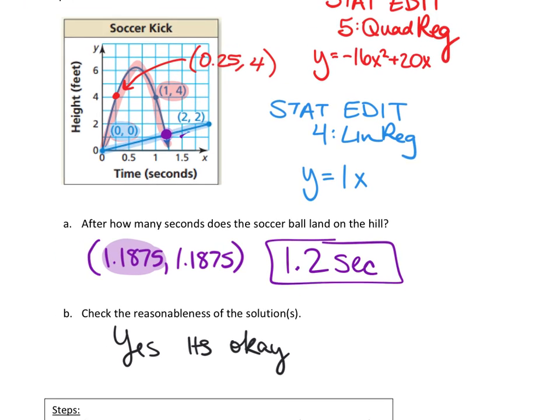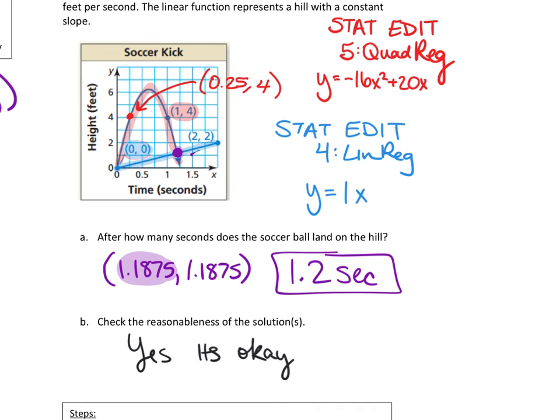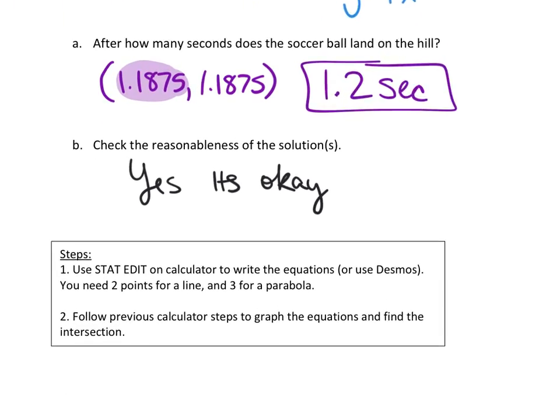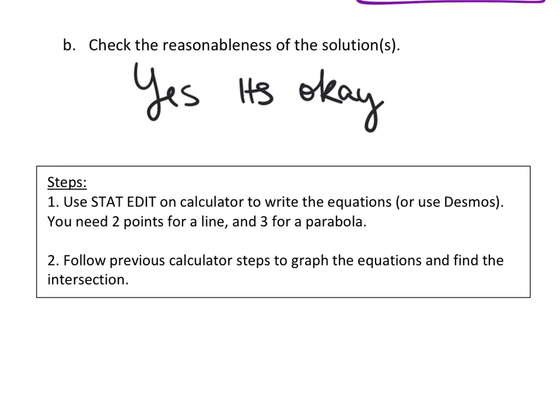If you're like, Ms. Quigley, that was a whole lot of things that we had to do for this question. You're right. I have the steps written here. Use stat edit on a calculator to write the regression equations, or if you don't have a calculator, you can use Desmos. You'll need 2 points for a line and 3 points for a parabola, and then follow the previous calculator steps to graph the equations and find the intersection. If you want a little bit extra, that's second, trace, 5, and then enter 3 times.